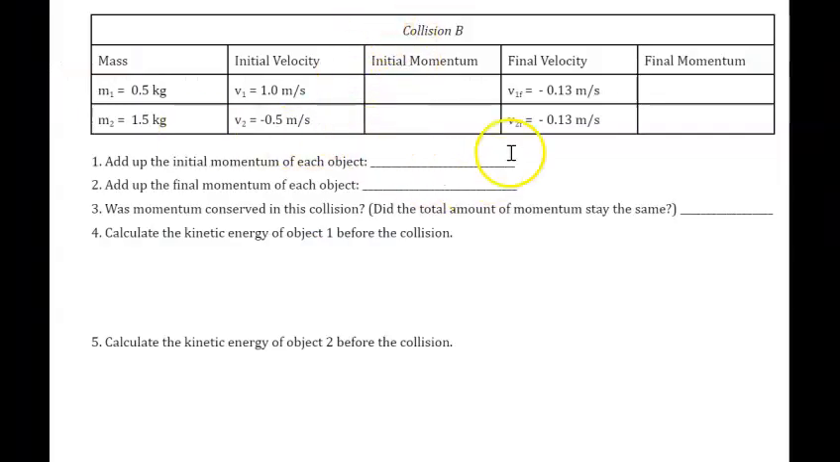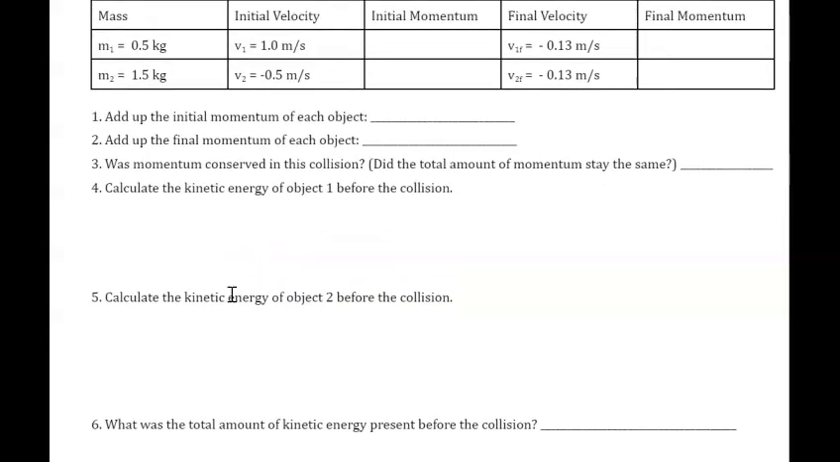So after you copy the numbers from the simulation into your table here and here, your job is to see if the momentum was actually conserved, meaning did it stay the same before and after the collision. So for question 1, you're adding up the initial momentum of each object, that's these two numbers. Question 2, you're adding up the final momentum of each object, that's these two numbers. Question 3, just did the total momentum stay the same? Was question 1 and question 2, did they have the same number?